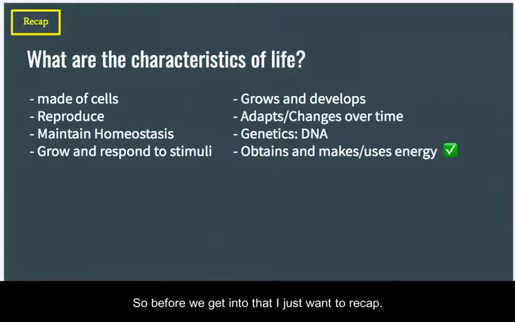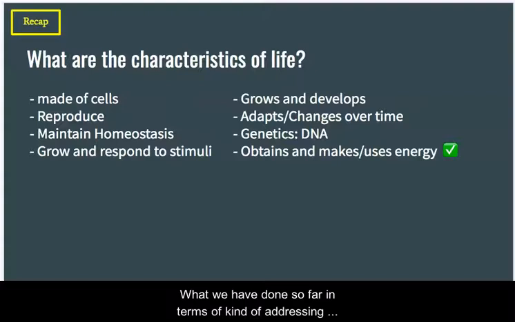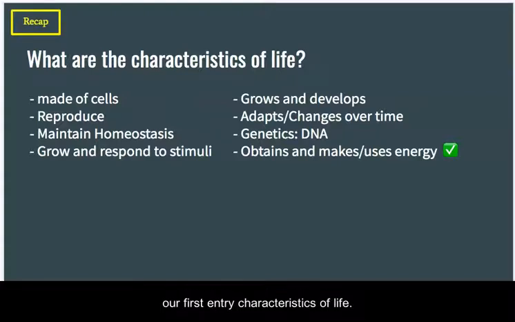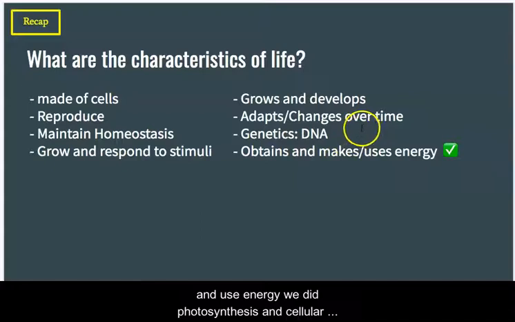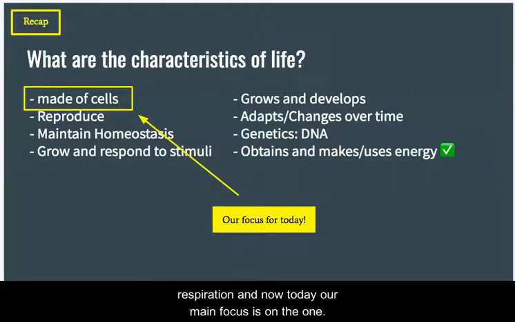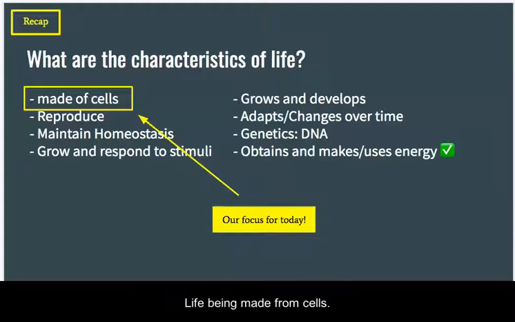So before we get into that, I just want to recap what we have done so far in terms of addressing our first entry, characteristics of life. And we made a list of all the different things that we consider to be life. And we've talked about recently how cells obtain and make and use energy. We did photosynthesis and cellular respiration. And now, today, our main focus is on the one of life being made from cells.